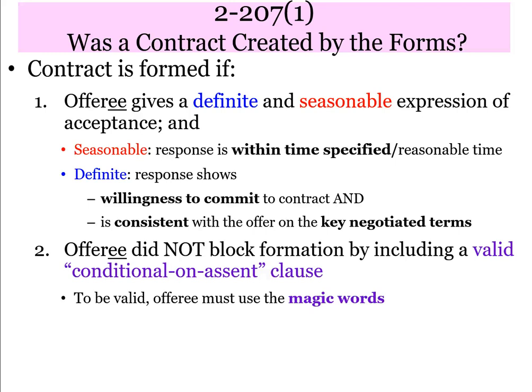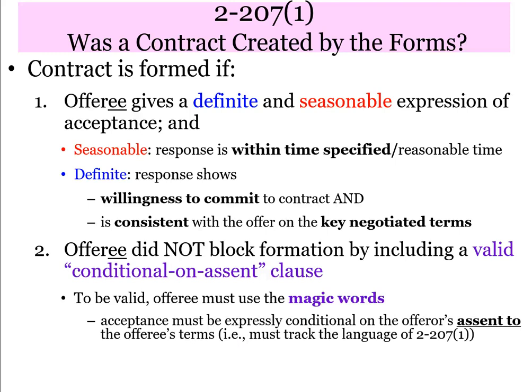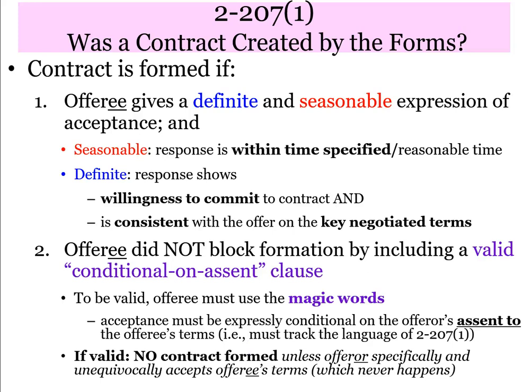This is a formalistic rule which is designed to make it easier to form a contract under subsection 1. Under this rule, the offeree must use the magic words, that is, words that closely track the language of the rule itself. If the offeree uses the magic words, then no contract is formed unless the offeror specifically and unequivocally agrees to the offeree's terms. As a practical matter, that never happens. Why? Because the business people are not even reading these forms.